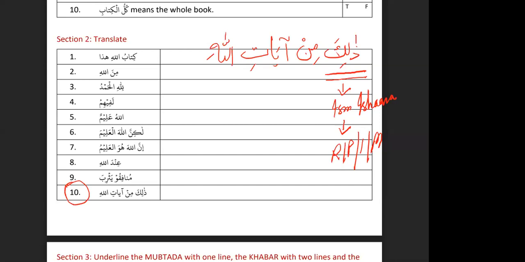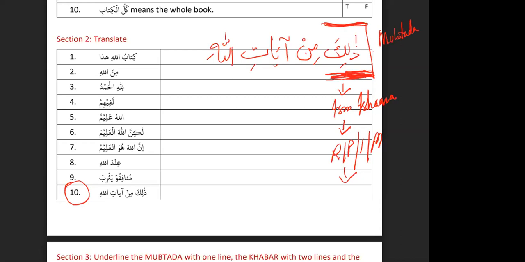Okay, thank you. Dhalika, yes. Now, what can it be? Dhalika in a group of words, what can it be? Remember the five reasons. So isme ishara, when it comes at the beginning of a sentence, it can be a mubtada. So this bucket is mubtada.